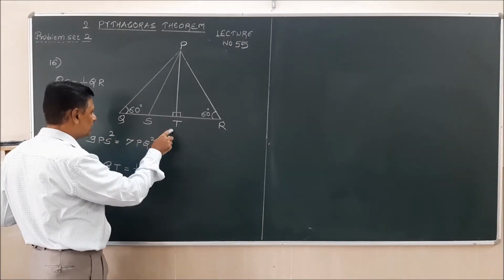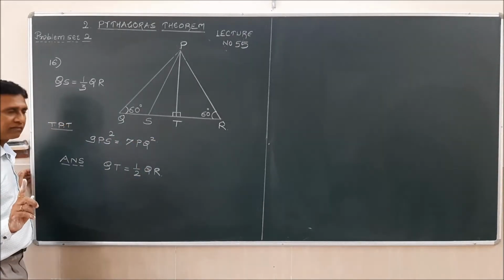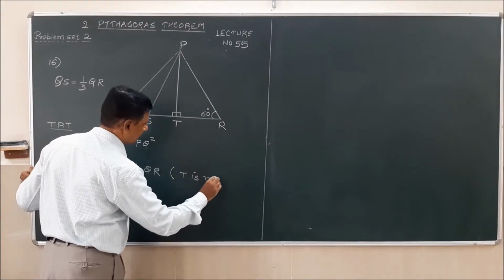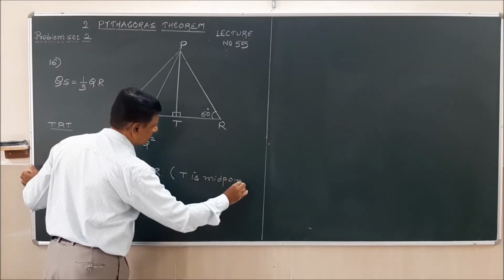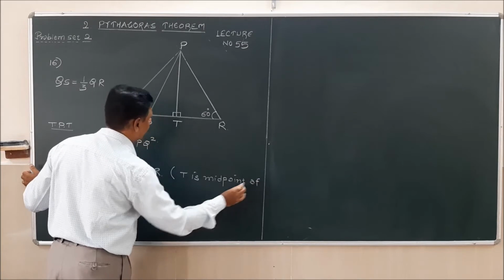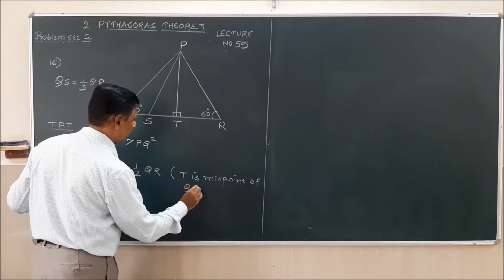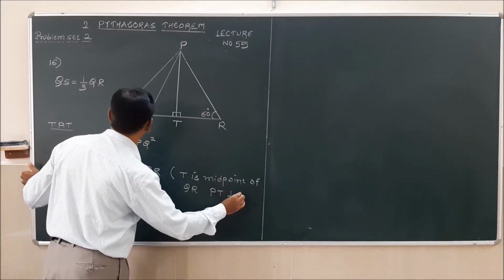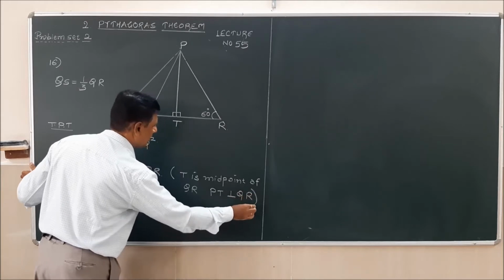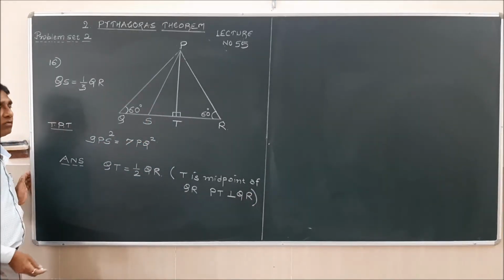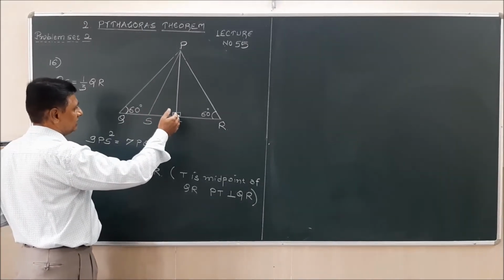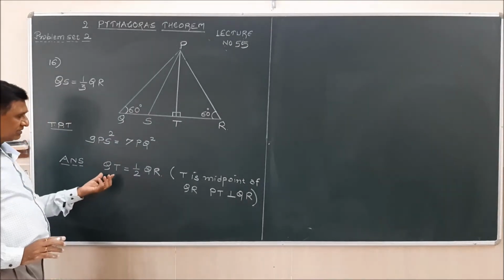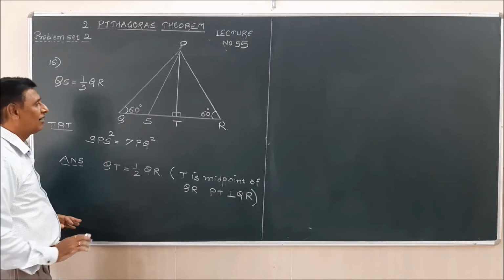So QT is equal to half QR. Why? Because T is the midpoint of QR and PT is perpendicular to QR. Why is this so? Because in an equilateral triangle, the perpendicular or height bisects the base. Please try to understand. QT is equal to half QR.